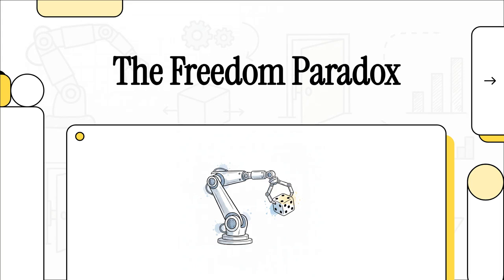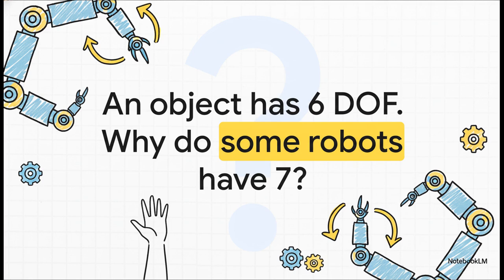Welcome to the Explainer. Today, we're going to tackle a question in robotics that seems to, well, break a fundamental rule of movement. By the end of this, you'll see why, sometimes, adding more freedom is the only way for a robot to move at all. All right, so let's just jump right in.